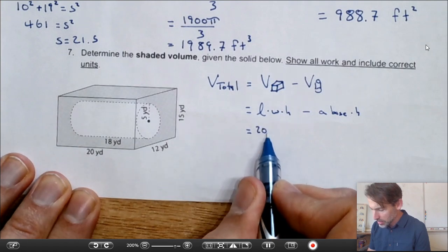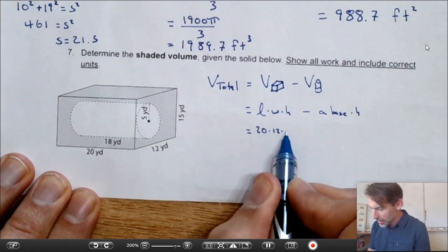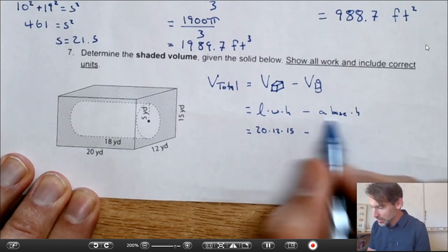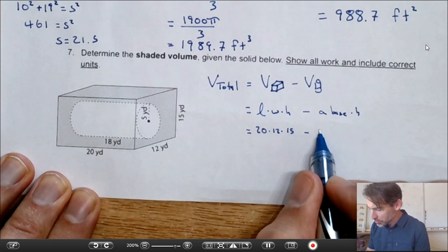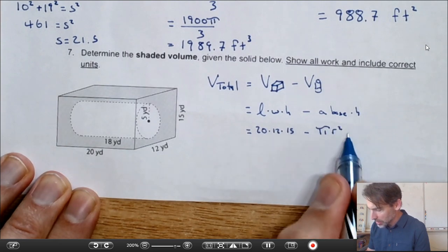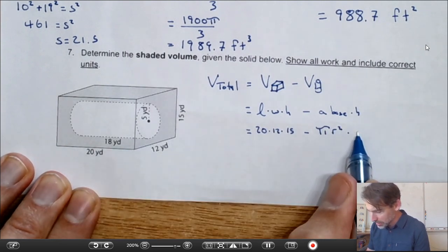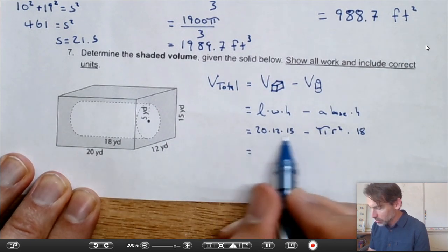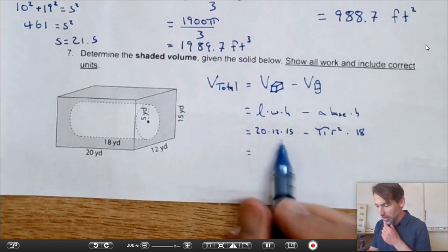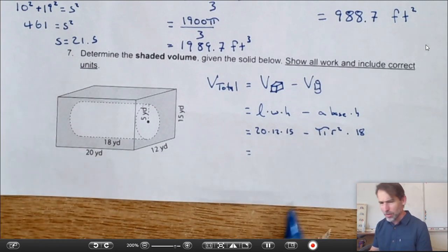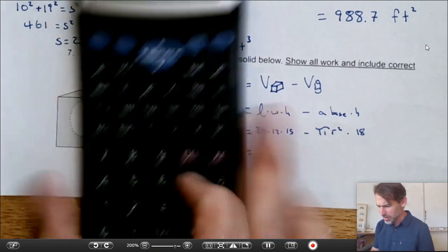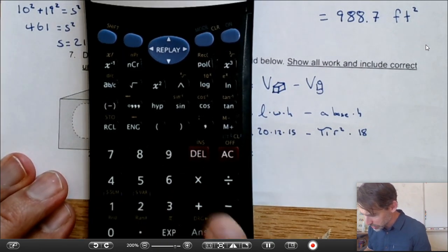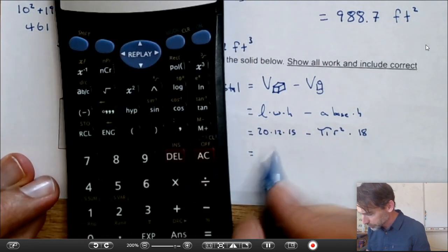The length is 20, the width is 12, and the height is 15. I'm multiplying there. Minus area of the base is pi r squared times the height is 18. So that's 18. R squared is just 5, so that's 20 times 12 times 15. Can anyone else do that in their heads? It's 3,600. See if I've got that right. 20 times 12 times 15 equals 3,600.